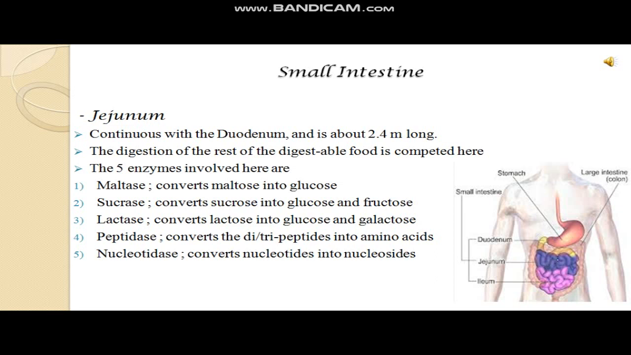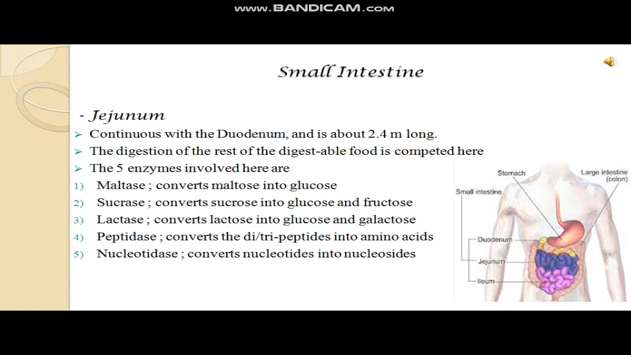The enzymes involved in the final breakdown here are: number 1, maltase, that digests maltose into glucose. Number 2, sucrase, that digests sucrose into glucose and fructose. Number 3, lactase, that digests lactose into glucose and galactose. Number 4, peptidase, that digests any di and tripeptides into amino acids.